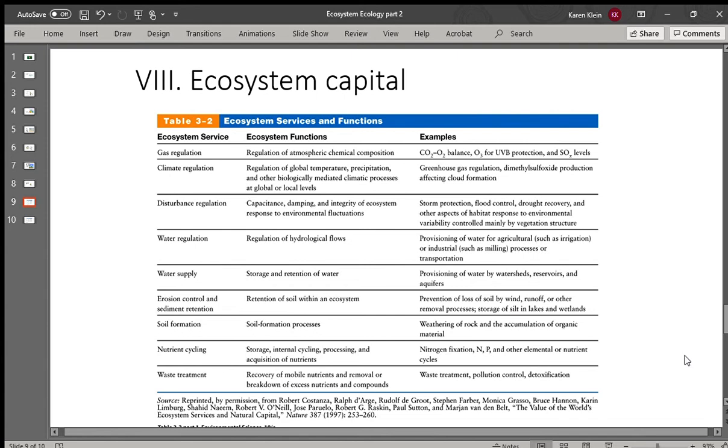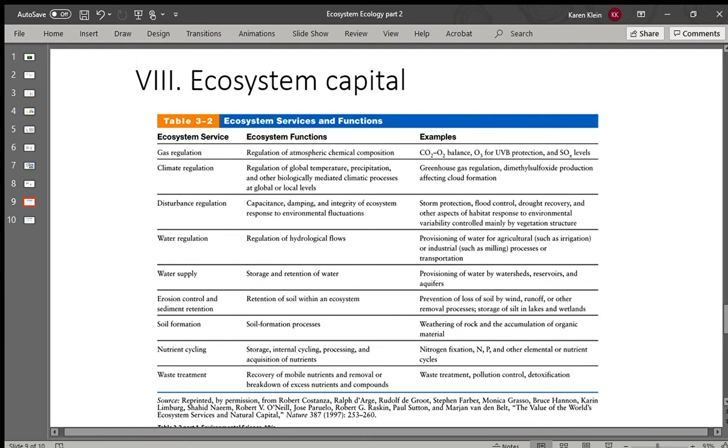Gas regulation, as far as atmospheric gases, climate regulation, disturbance regulation, as far as flood control, drought recovery, storm protection, water regulation, maintaining fresh water available for our planet. Water supply, storage and retention of water, erosion control and sediment retention. You have a healthy ecosystem, it will control erosion and will retain sediments. Again, unhealthy ecosystems don't do this. Healthy ecosystems do.